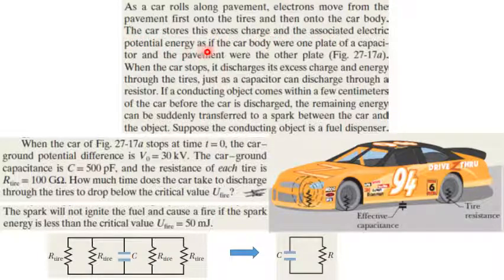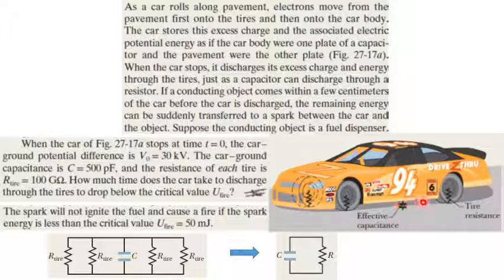The car stores its excessive charge and the associated electric potential energy as if the car body were one plate of a capacitor and the pavement was the other plate. When the car stops, it discharges its excess charge and energy through the tires. So once the car stops, I have extra charge here and I have resistance here. So effectively the charge will move back to the ground through the tire.